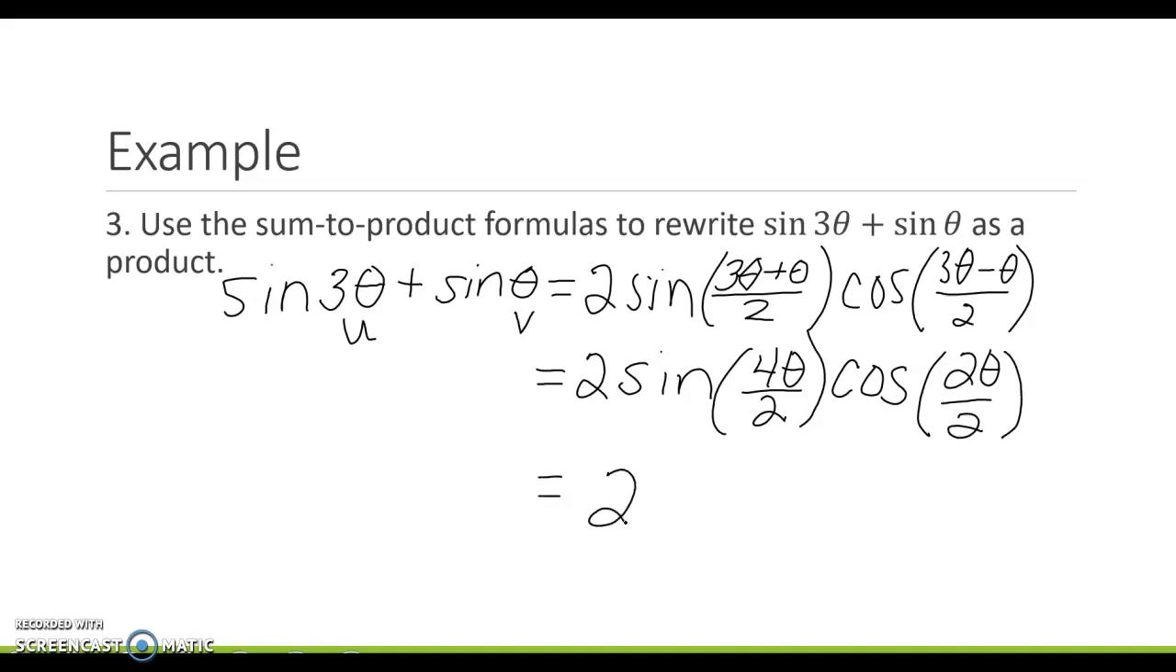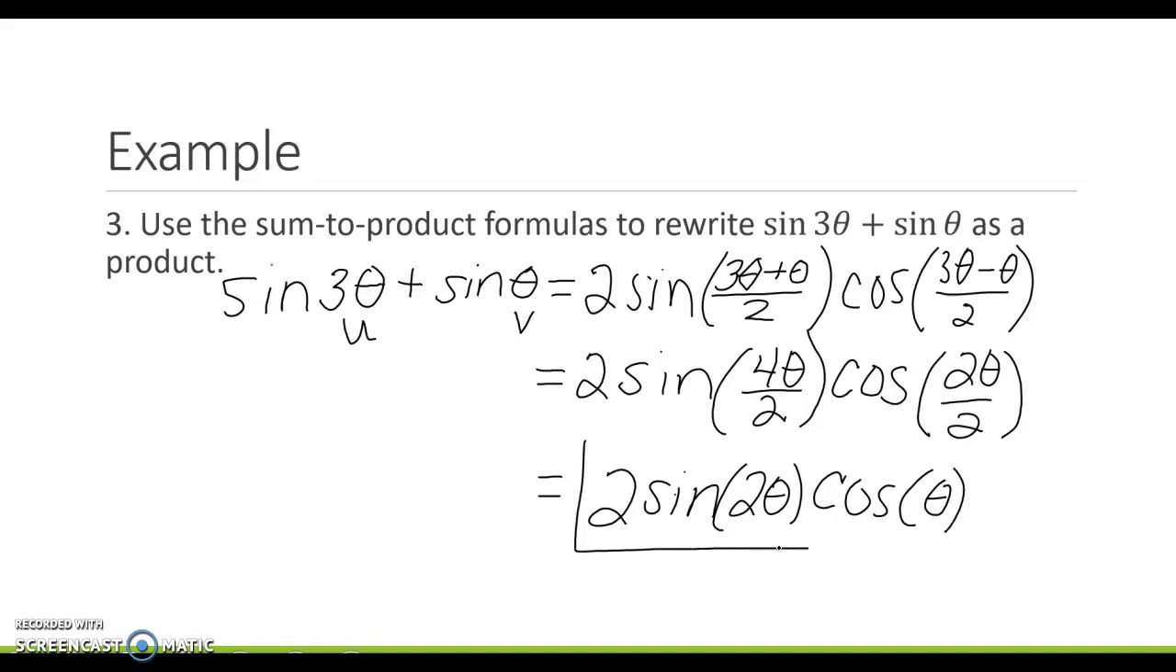Further simplifying, 2 sine 2 theta, so 4 theta divided by 2 is 2 theta. Cosine 2 theta divided by 2 will just be theta. And so that's how you would rewrite that sum as a product.